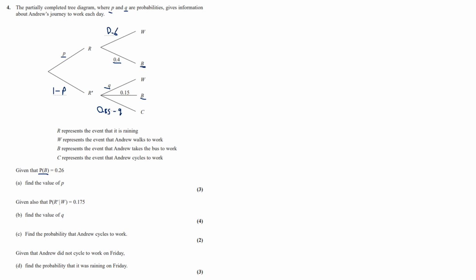Now let's work out all the different ways that we can get B. The probability of B is going to be P times 0.4 plus 1 minus P times 0.15. And we're told that this is equal to 0.26. Now, let's work that out, because all we're doing is just going like this.